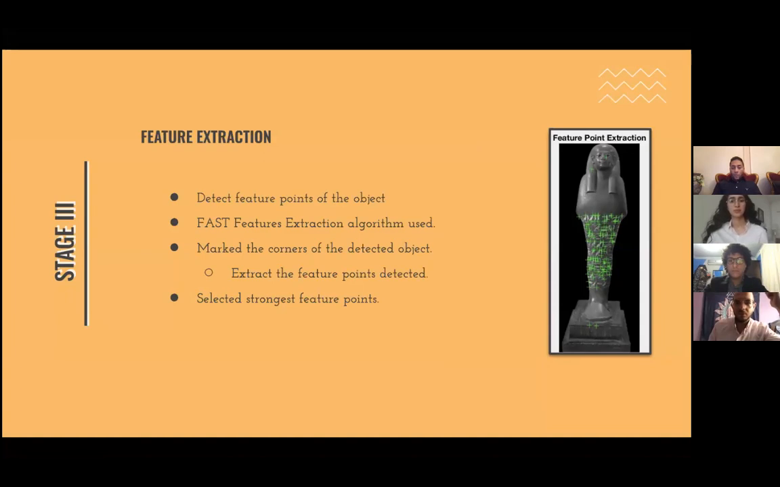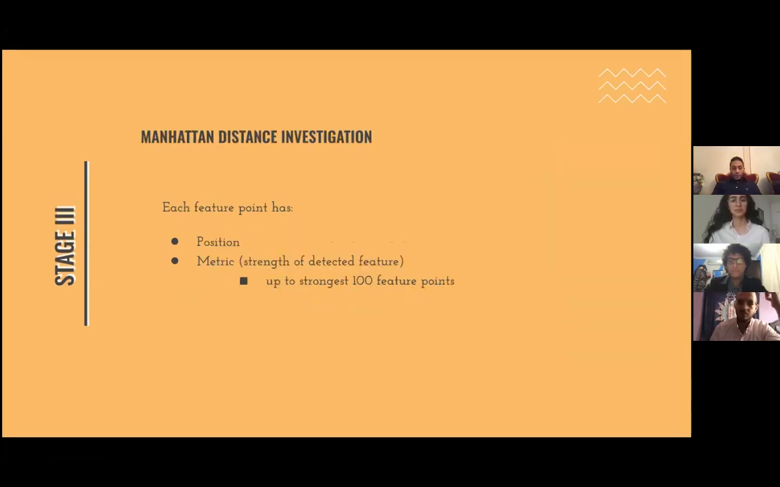We chose feature points extraction since Egyptian monuments have similar boundaries, which would make confusions if we used boundary extraction. Therefore, we decided to use feature points extraction. So for feature extraction, we used the algorithm called FAST feature extraction, which detects feature points of the object and marks them based on the watershed segmented image. Then I'll leave the floor to my colleague Samir.